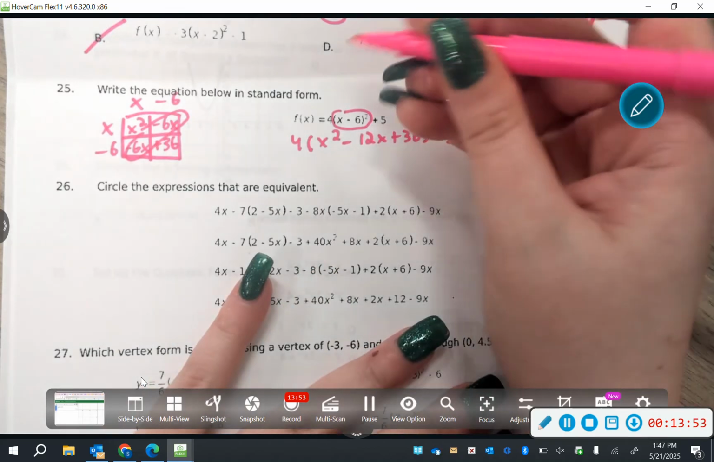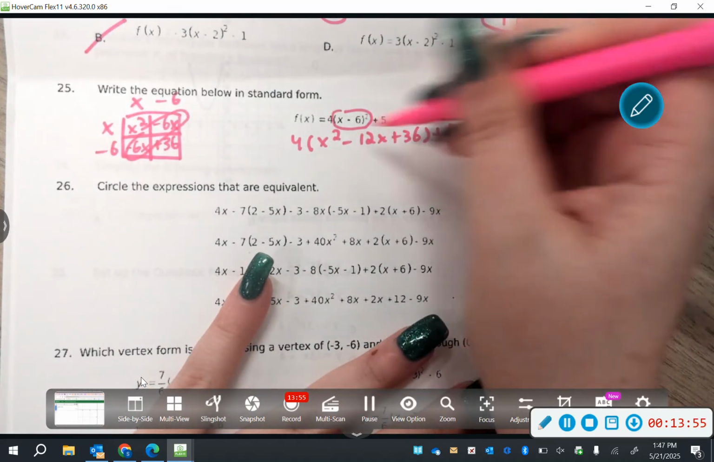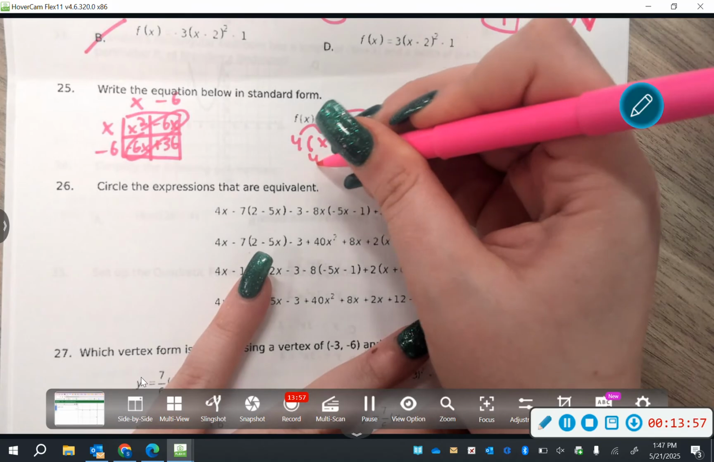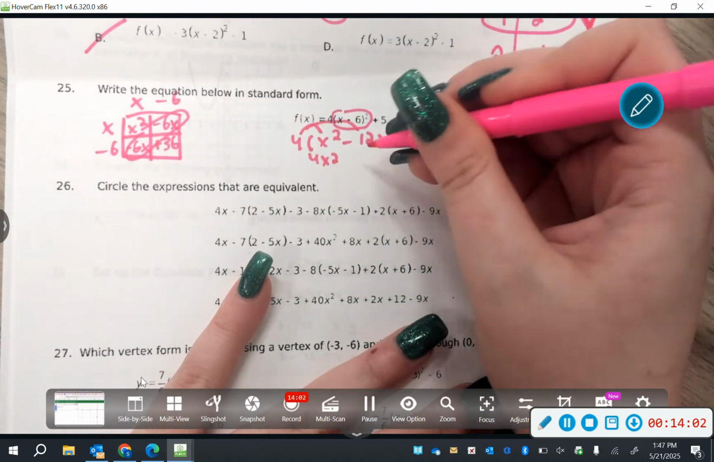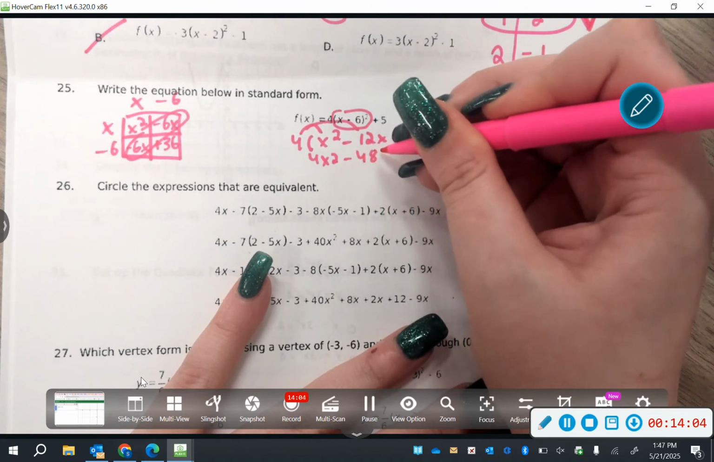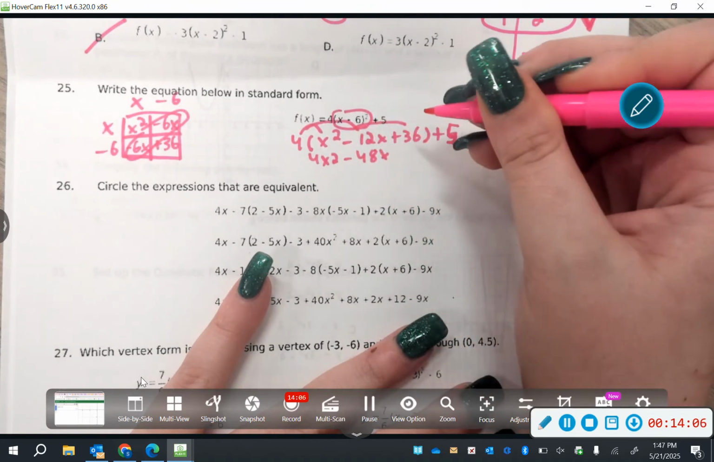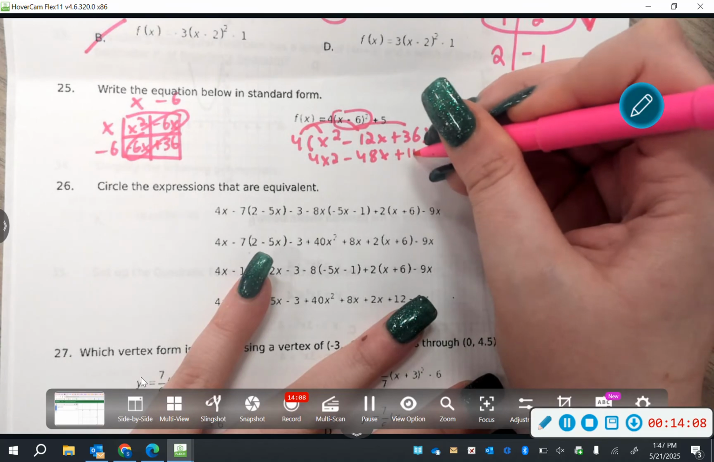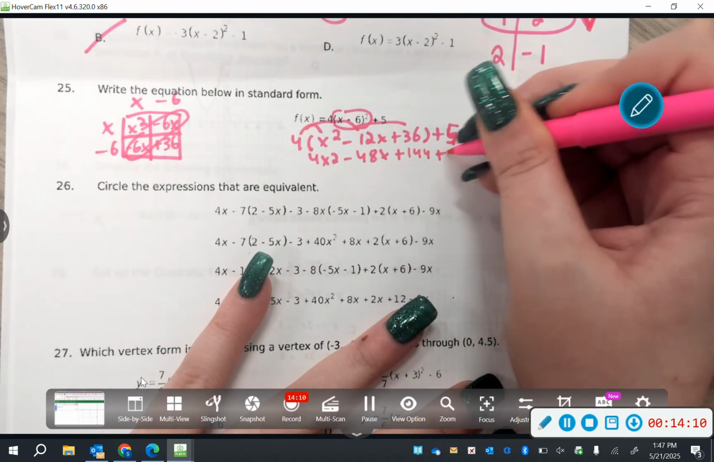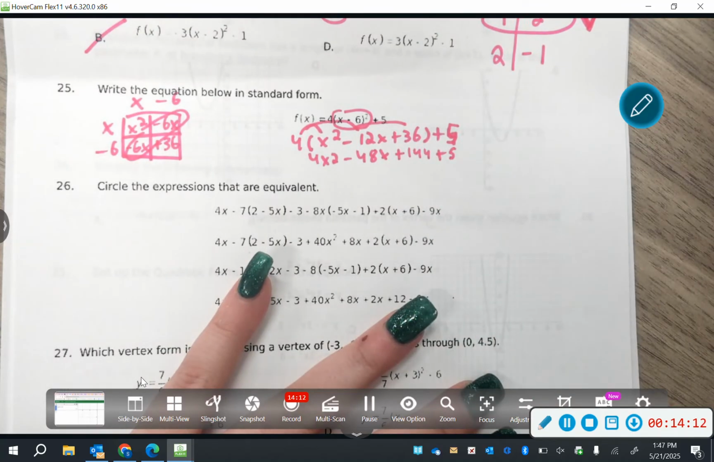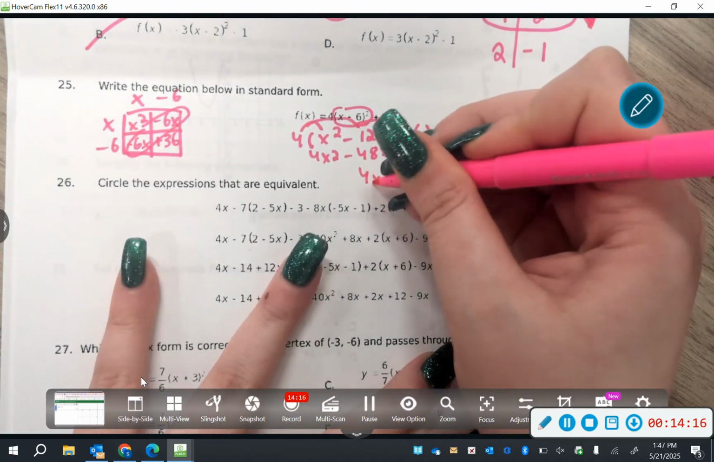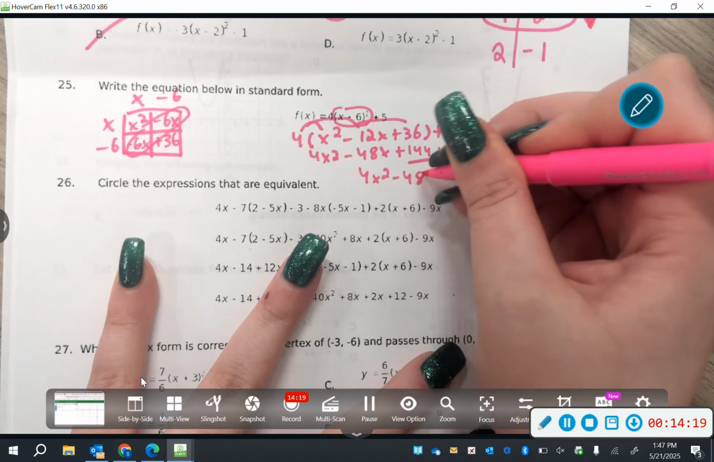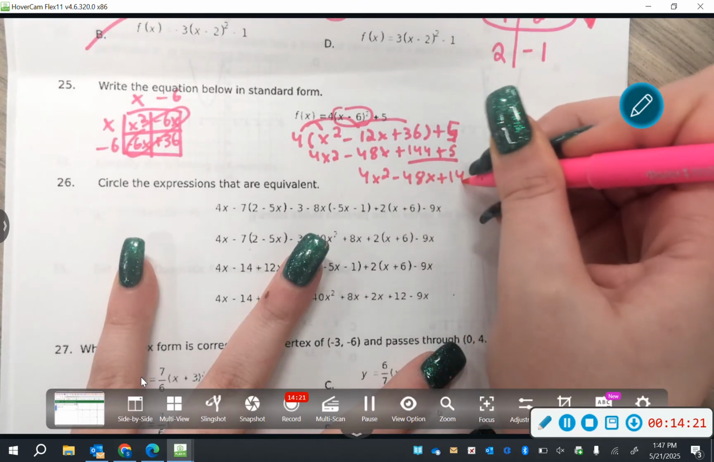Okay, now we need to distribute the 4 to the parentheses only. 4 times x squared is 4x squared. 4 times -12x is going to be -48x. 4 times positive 36 is positive 144. And we still have our plus 5 that we haven't done anything with yet. Combine these. We're left with 4x squared minus 48x plus 149.